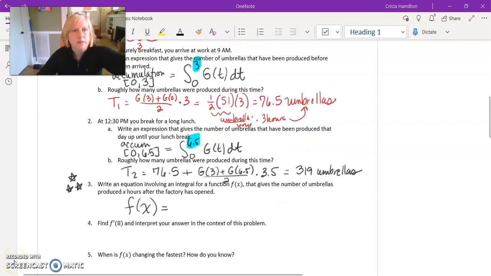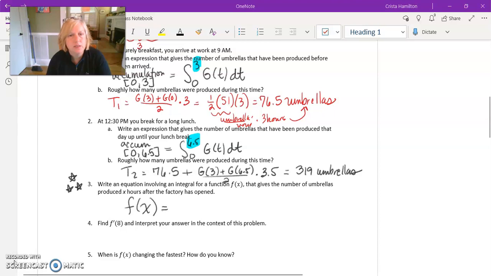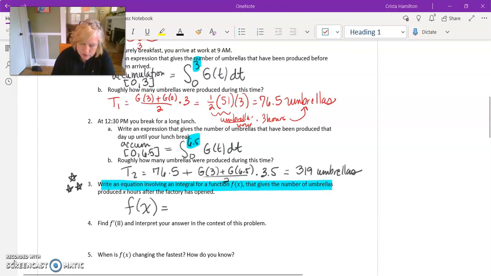I had a little bit of technical difficulty there, so we're coming back in and we're going to look at this equation involving an integral for a function f of x. And like I said, this is going to be super important for what we're going to look at for the fundamental theorem of calculus.